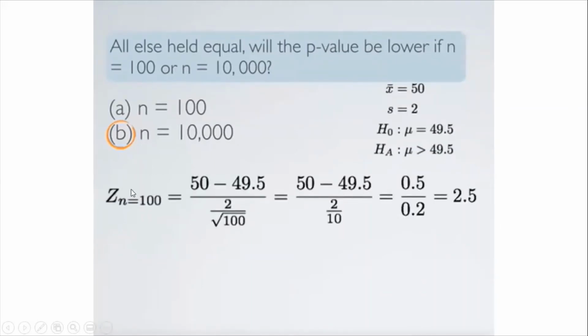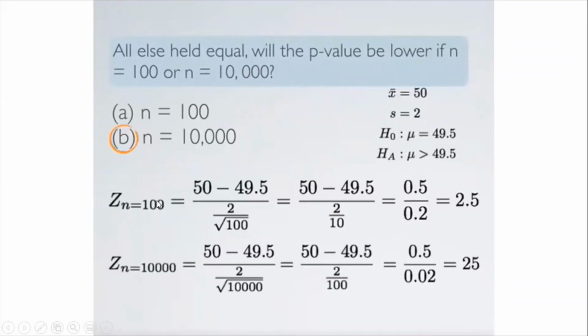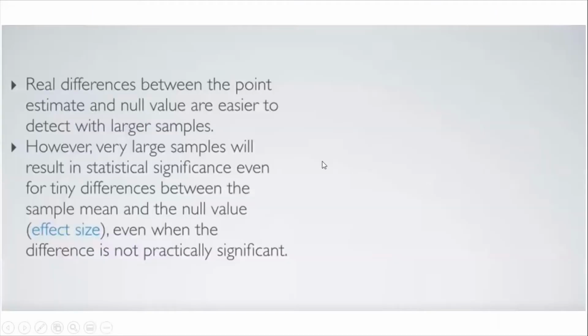Let's quickly look at the z-value. When calculating the z-value, we got 2.5 for the sample size 100. When we got 10,000, z is 10 times larger. Which, when you translate to the p-value, we got a very low p-value. Here, not so. So that's why the real differences between the point estimate and the null value are easy to detect with a larger sample. Basically, when you have a large sample size, say a nationally representative sample size of 10,000, then every test statistic you do, you have a very low p-value and narrow confidence interval.